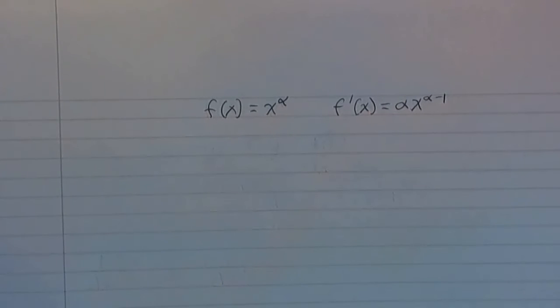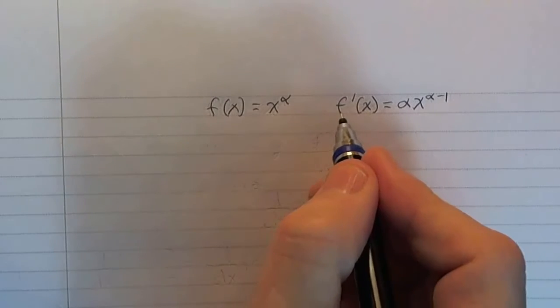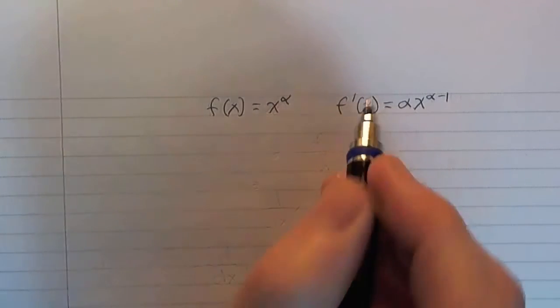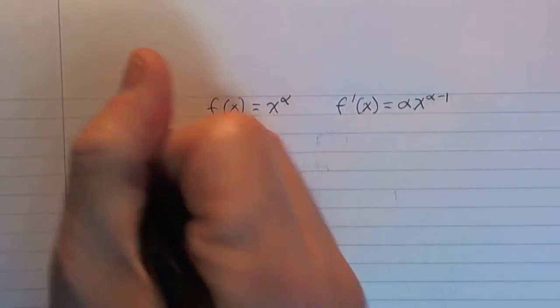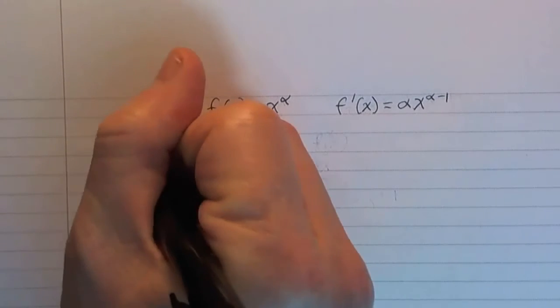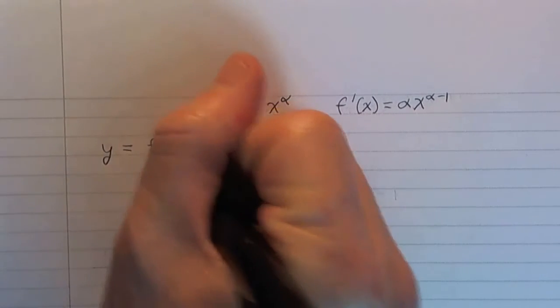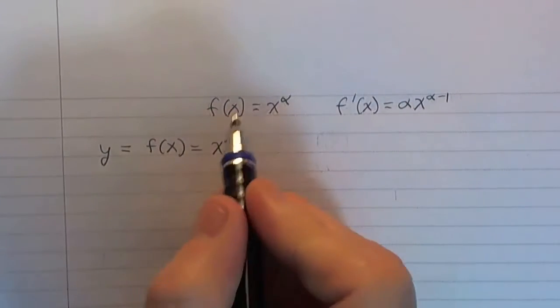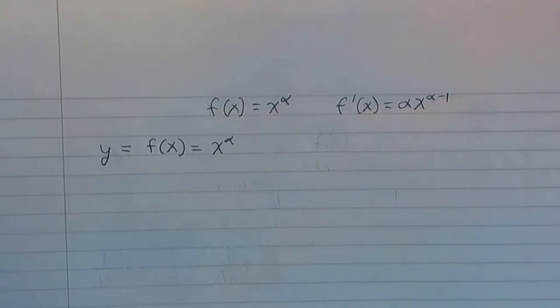Well, we're going to look at some others, and before I do that, I want to introduce you to some different kinds of notation. This right here is prime notation. This is how we denote the derivative. But let's look at some others. Let's suppose that we've got y equals f of x, of course, equals x to the alpha. f of x and y are interchangeable.